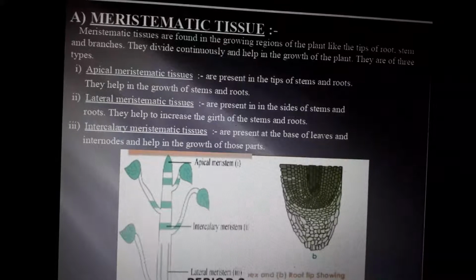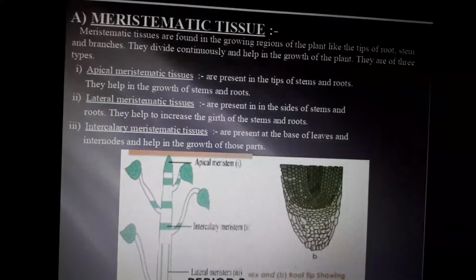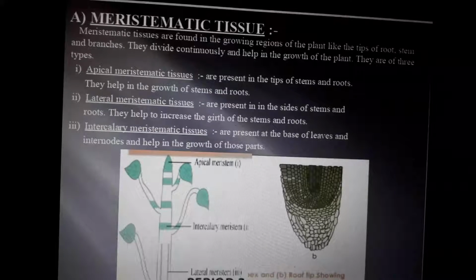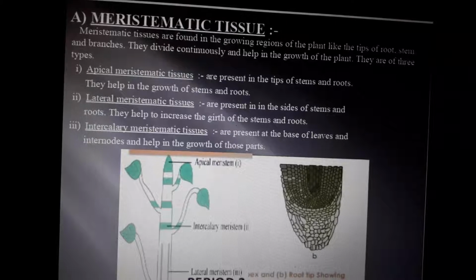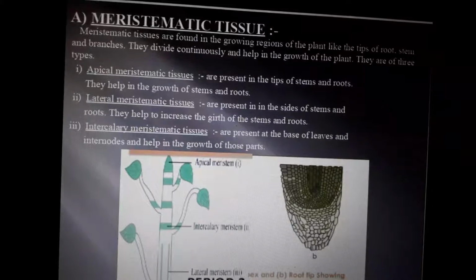Very important. I won't tell it again, that's why I am telling it three or four times. Apical meristematic tissues are found at the tip part of the plant, and in the tip growth is more. So apical meristem helps the plant to grow very fast. Especially it will increase the height of the plant. Apical meristem. Lateral meristem tissues are present in the side of the stem and root.